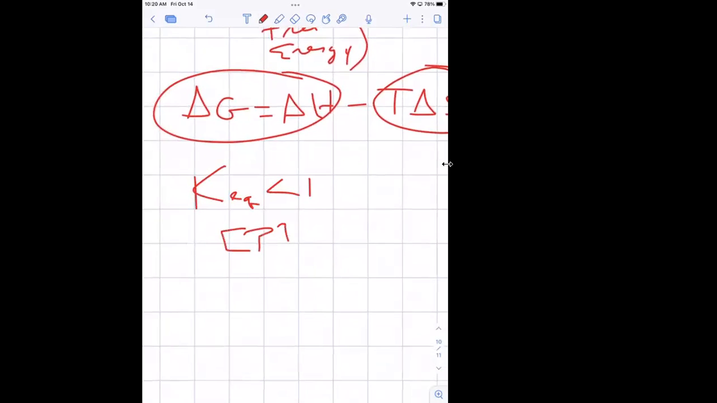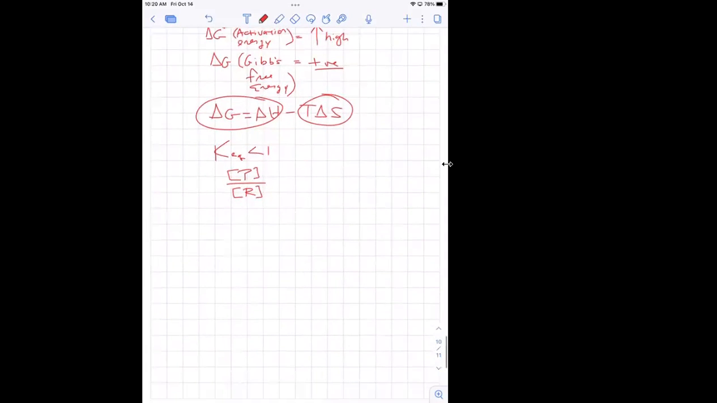Good question. Remember the equilibrium constant is the products over the reactants? Y'all remember that from GChem part 2? Yeah. All right, so let me explain this in terms of the energy diagram.